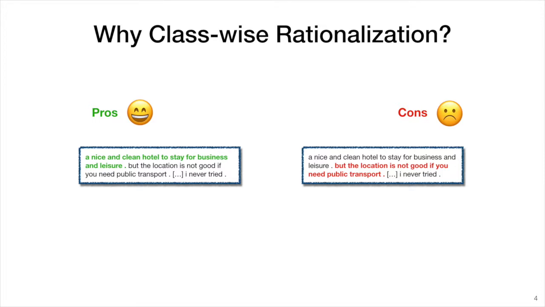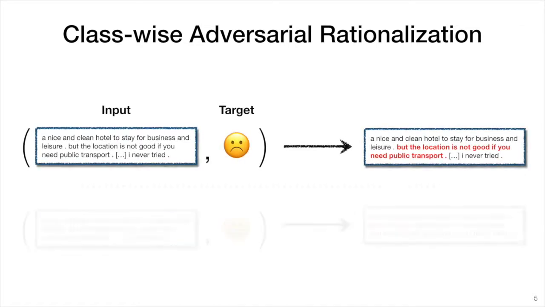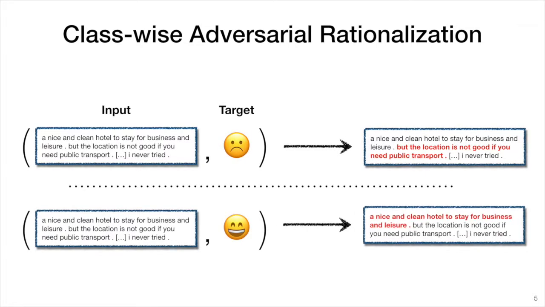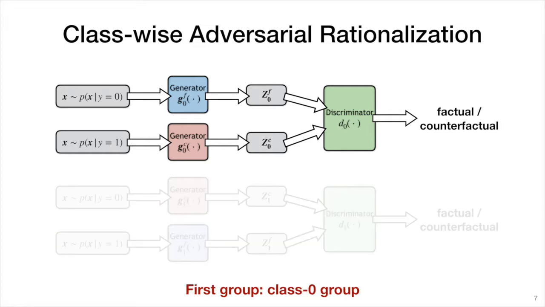Motivated by this, we propose class-wise adversarial rationalization, or CAR, that can find rationales explaining any given class. CAR is a game theoretic framework. For binary classification tasks, it contains 2 groups and 6 players in total. We will only discuss the first group, which is responsible for producing rationales for class 0.